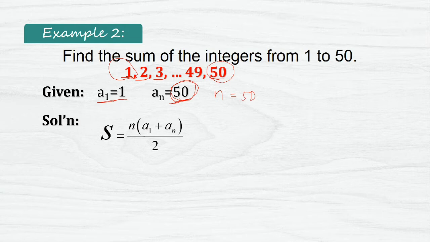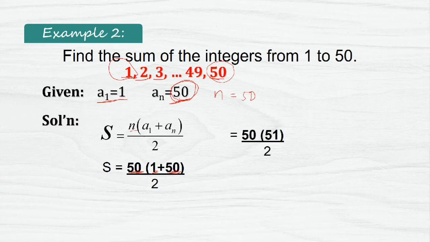And then substitute the values. N is 50. Okay, and then for our first term, a sub 1 is 1. And then a sub n, our last term or a sub 50, that's 50 all over 2. And then simplify, 1 plus 50 is 51. 51 times 50 divided by 2, that's 1,275. So therefore, the sum of the integers from 1 to 50 is 1,275.